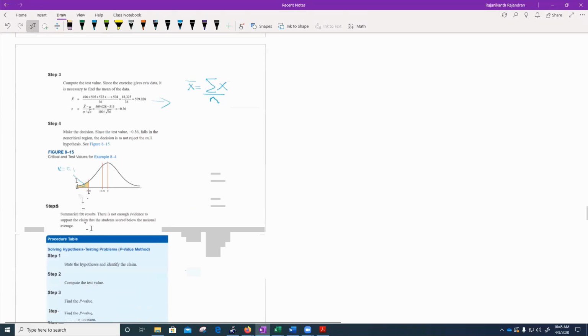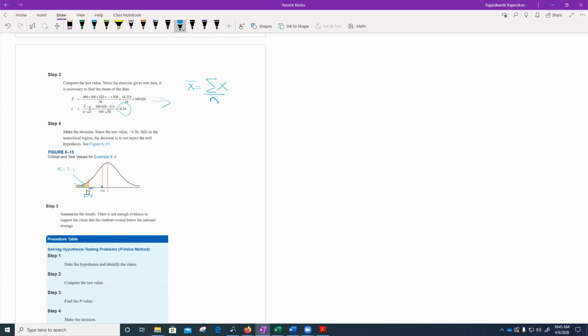Now, if alpha is 0.1, area is 0.1, find the corresponding z value. Now you will get the critical value is negative because of left tail. So this is my critical value, right? Negative 1.28. But my test statistic is this one, x bar minus mu, plugging in all the values. It says that it is negative 0.36, right? Negative 0.36 is somewhere here. My rejection region is here.